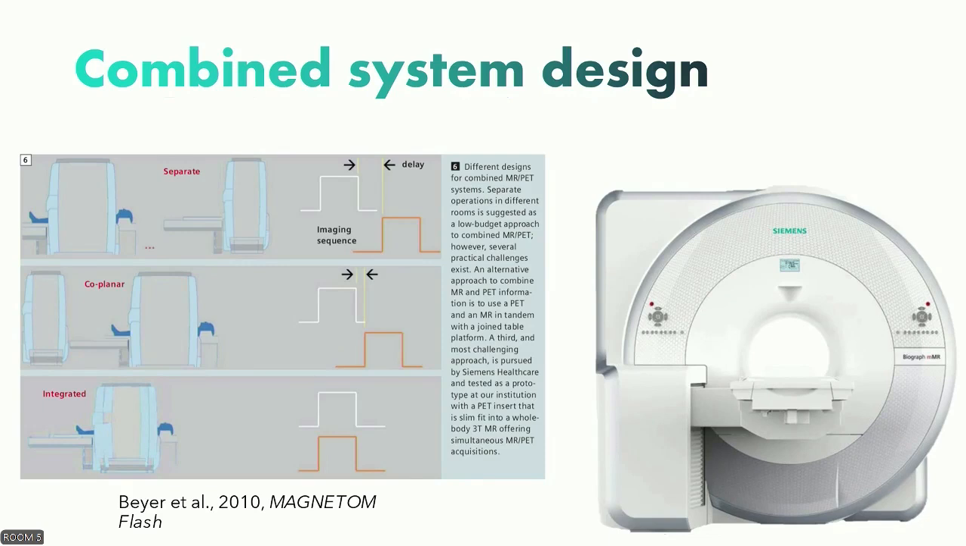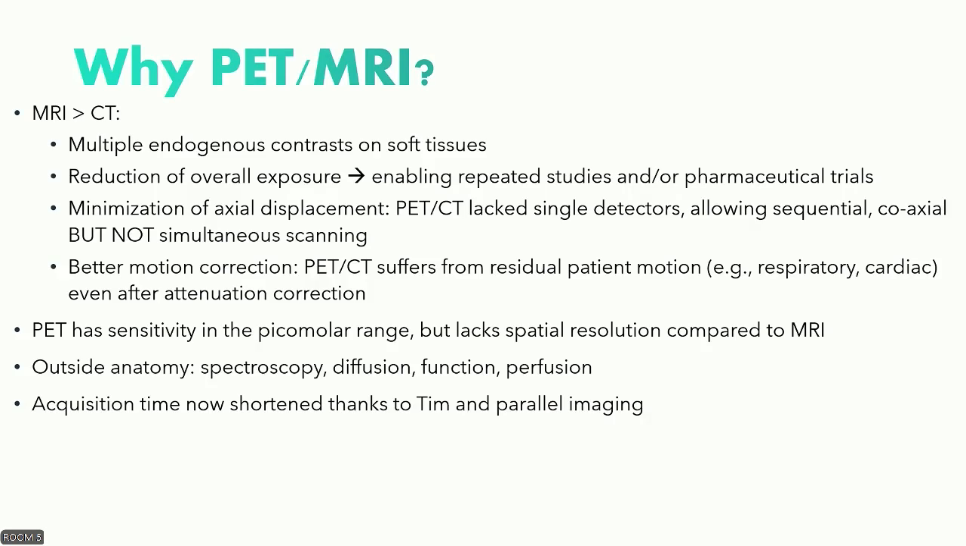This is like the possible design that could have been developed, especially like the coplanar is typical of PET-CT, while the integrated is what characterizes most of the PET-MR systems that are available on the market. And this allows us to acquire simultaneously without moving the patient, because both detectors can coexist in the same ring, if you want to say like that.